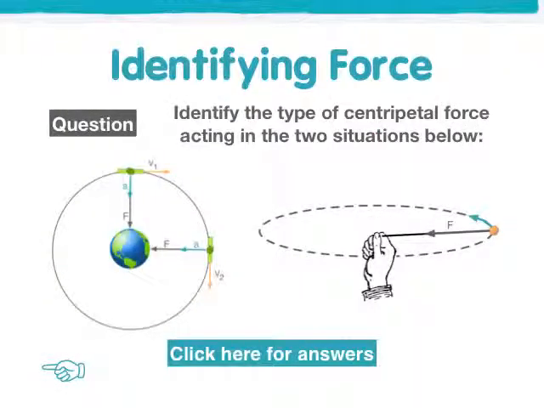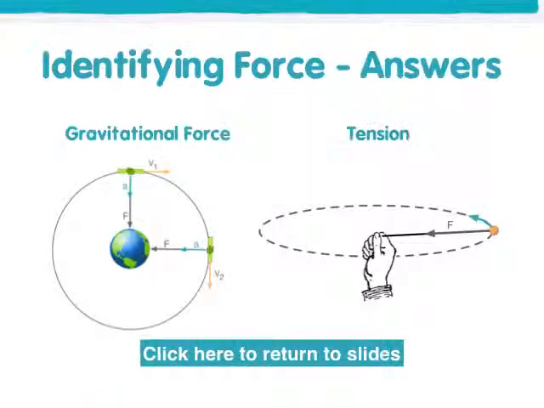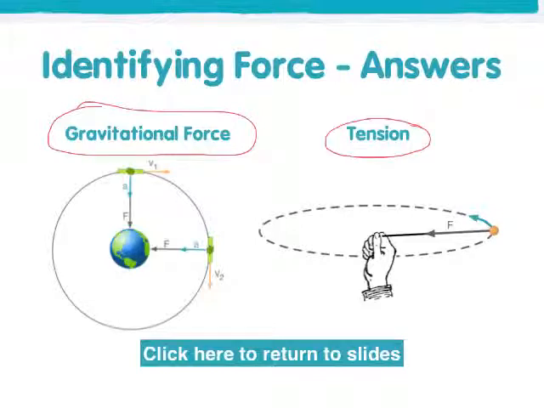Here's a quick question for you. Identify the type of centripetal force acting in the two situations below. Have a think. Yes, gravitational force in this one, and tension. Remember, there's also magnetic forces, electrical forces, and even frictional forces, something we'll go over in class.